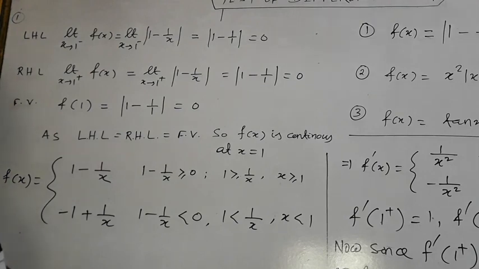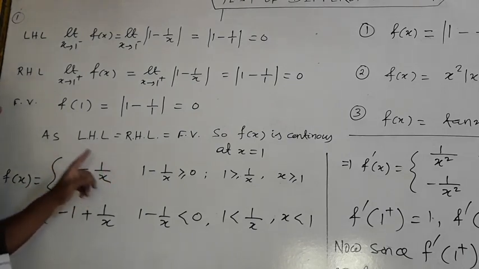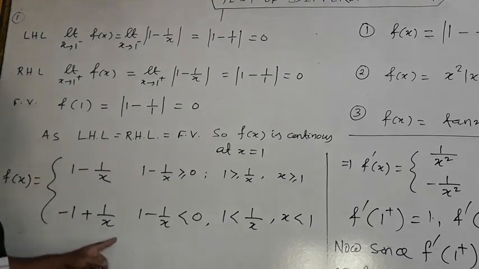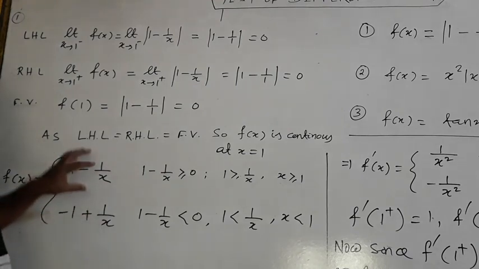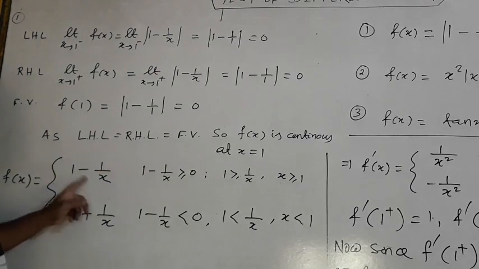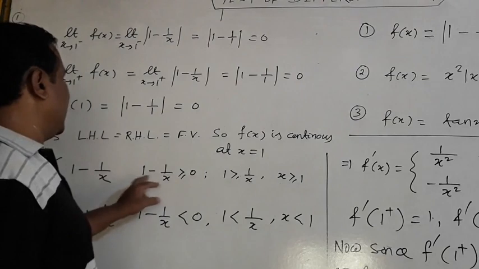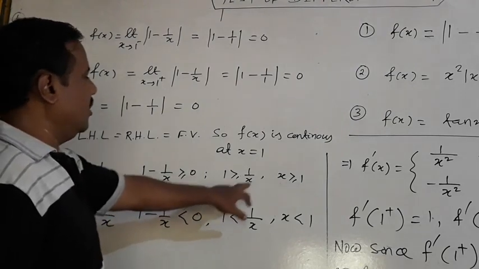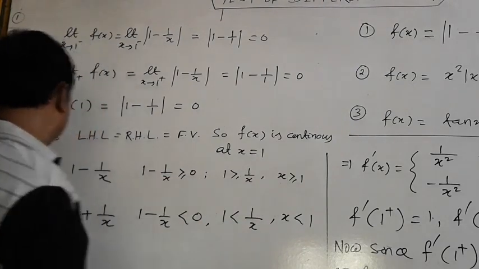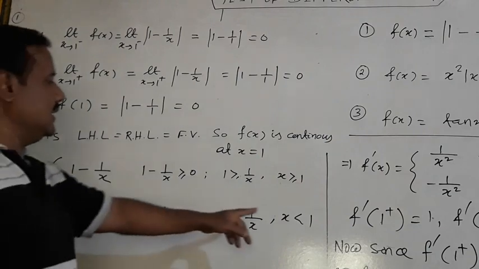Now we have to test the differentiability at x is equal to 1. f(x) is equal to mod of 1 minus 1 by x. It gives you 2 values: 1 minus 1 by x, or minus of 1 minus 1 by x, that is minus 1 plus 1 by x. For 1 minus 1 by x, it should be greater than or equal to 0, or 1 greater than or equal to 1 by x, or x greater than or equal to 1. Similarly for the other, x is less than 1.